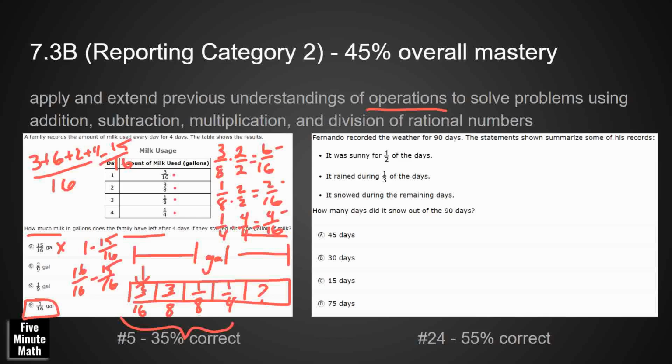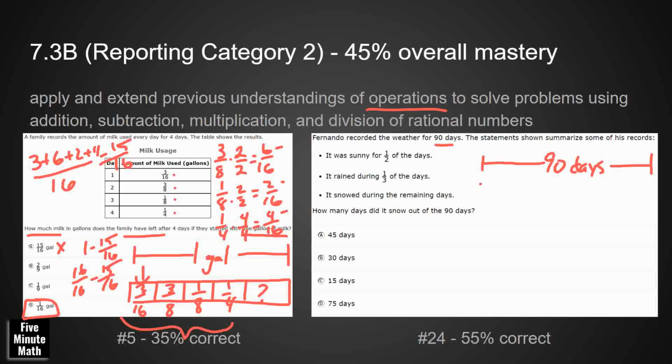Now for number 24, same type of idea. We've got 2 different steps here, okay? Fernando recorded the weather for 90 days. That's our total. So let's draw a strip diagram. Let's draw that up there.